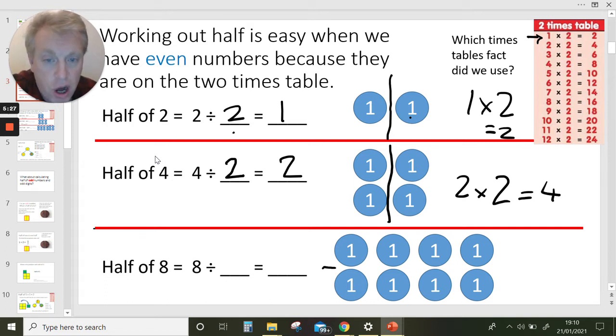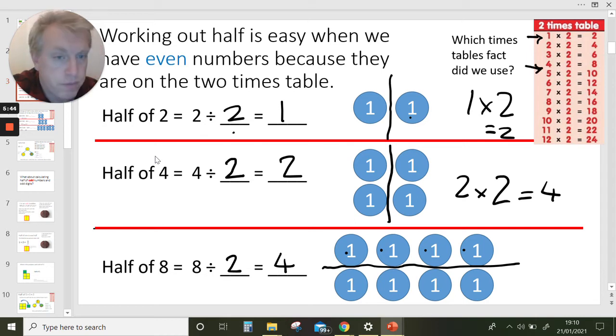Half of 8. I'll draw half horizontally this time. It's 8 divided by 2. How many 2s make 8? 4. 1, 2, 3, 4. So we are using 4 times 2 equals 8.